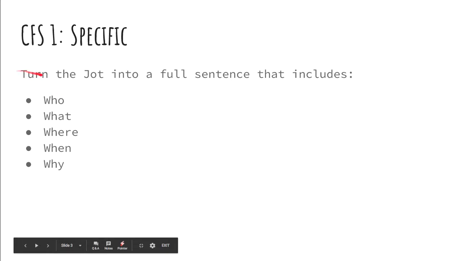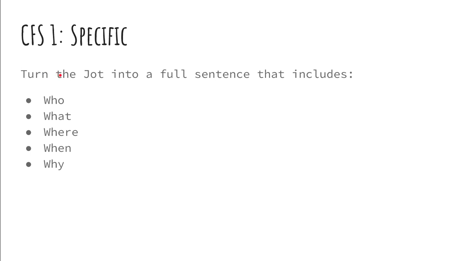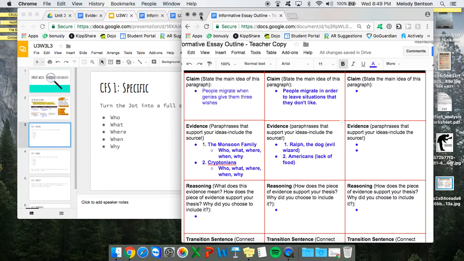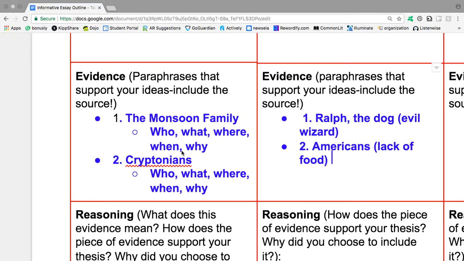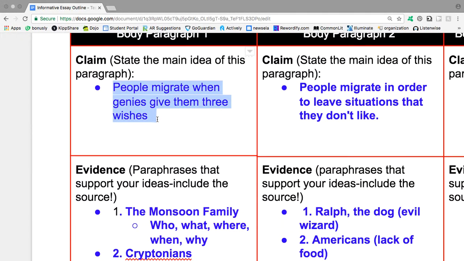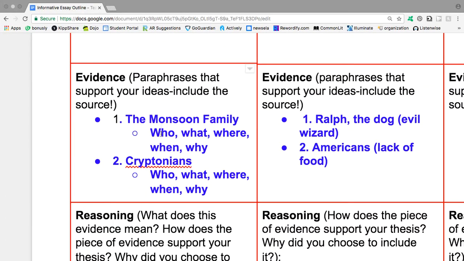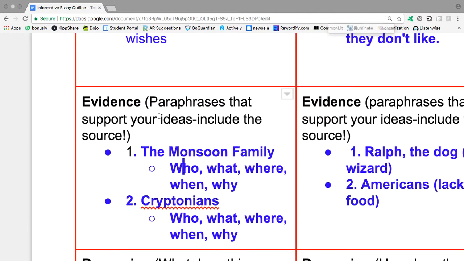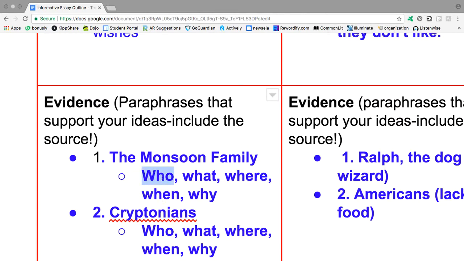The first criteria for success is it's specific. That means you turn the jot into a full sentence that includes the who, the what, the where, the when, and the why. So now I will show you what that looks like. In my informative essay outline in the last lesson, I quickly copied and pasted a quick jot about whatever evidence supports this claim. So I went ahead and put in a note to myself that I need to include the who, the what, the where, the when, and the why. So I'm just going to plug these things in.